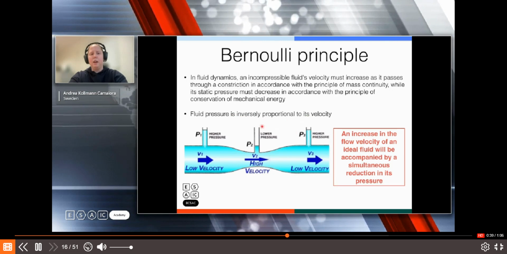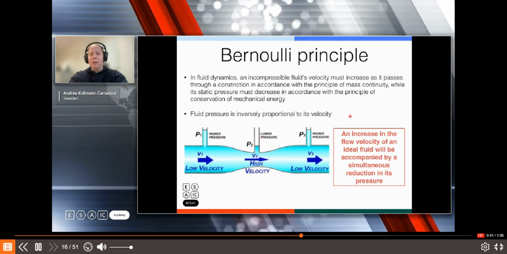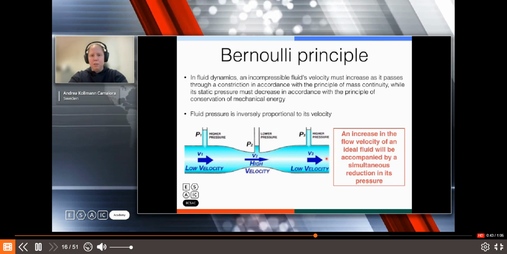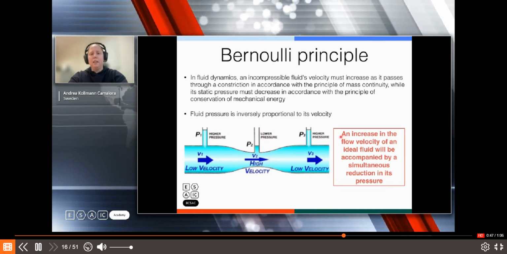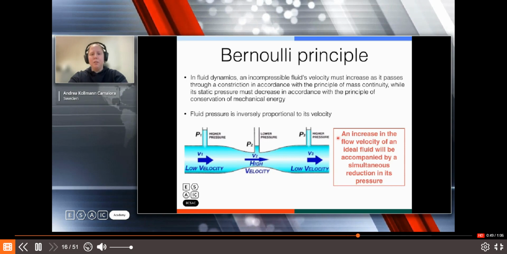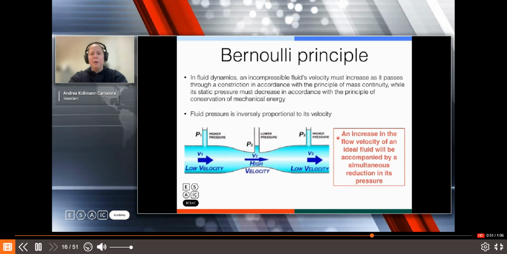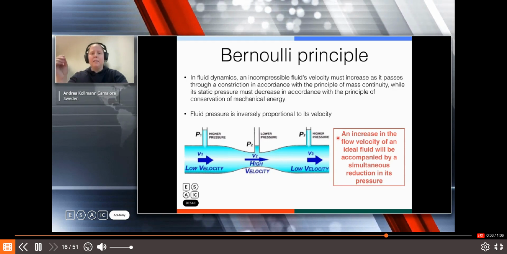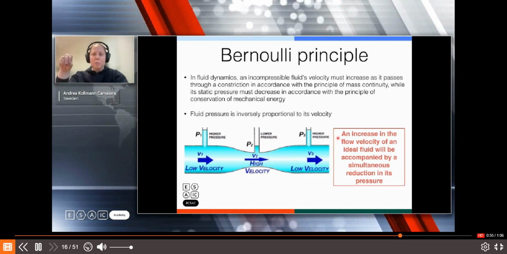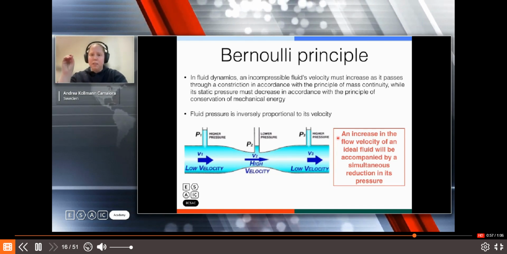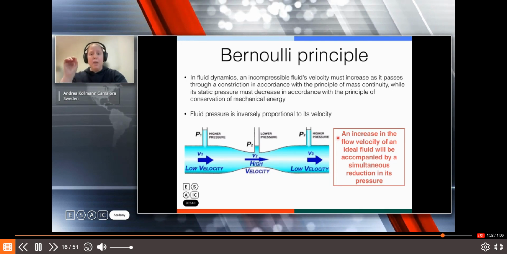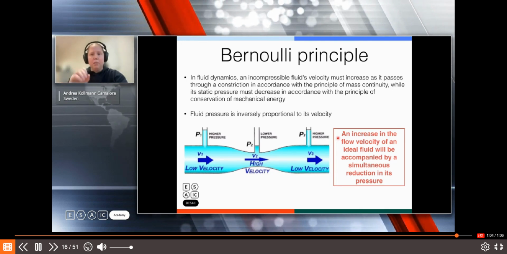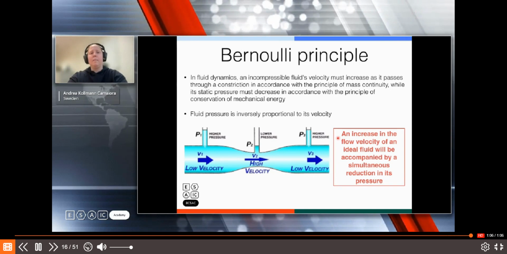Fluid pressure is inversely proportional to its velocity. Higher velocity, lower pressure. So everybody, I want you to read what's here in this red box. It states that an increase in the flow velocity of an ideal fluid will be accompanied by a simultaneous reduction in its pressure. This is the perfect description of the Bernoulli principle. And this has come in the exam many, many times. That's why I've put it in red so that you can all memorize it.